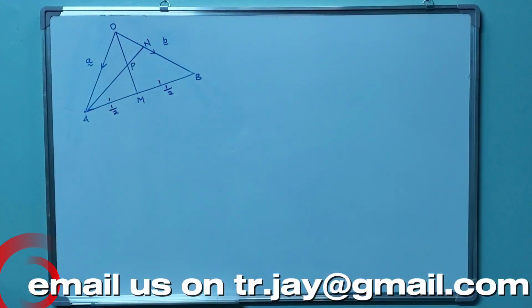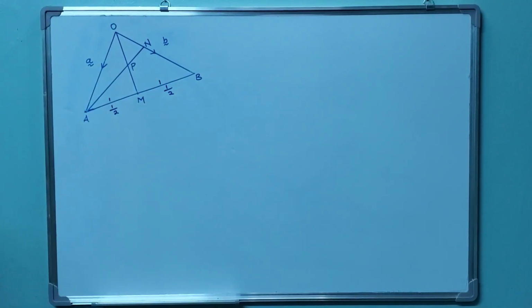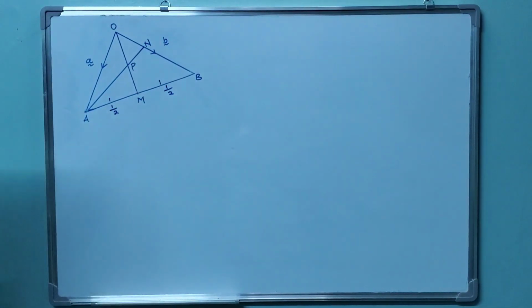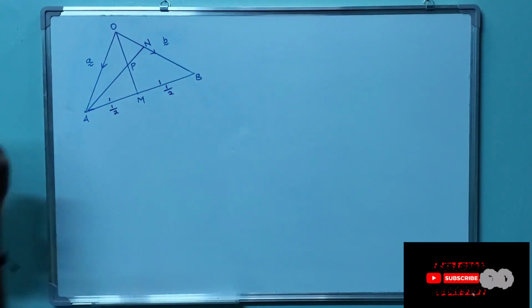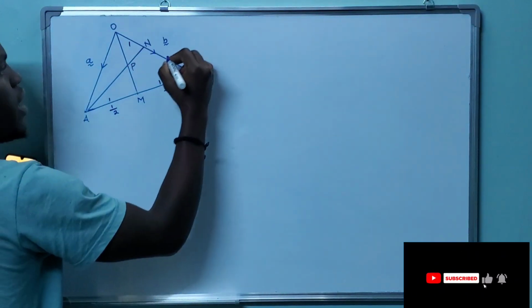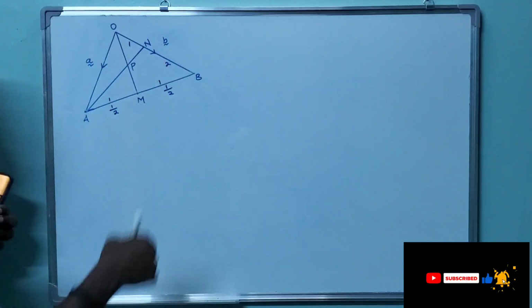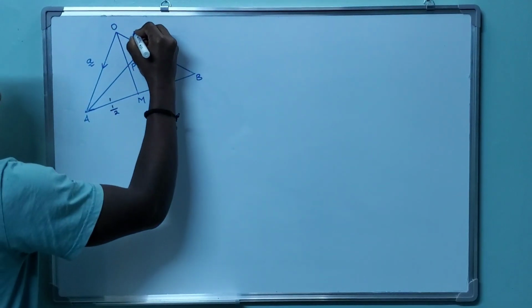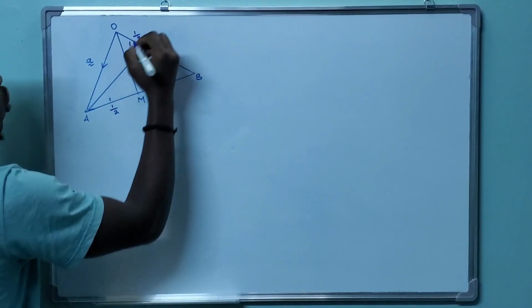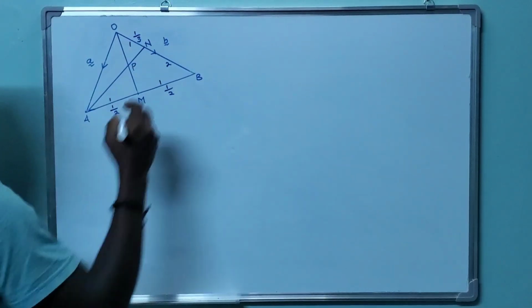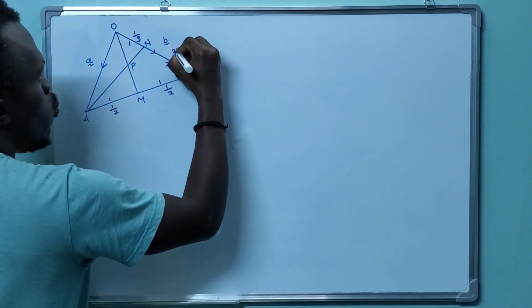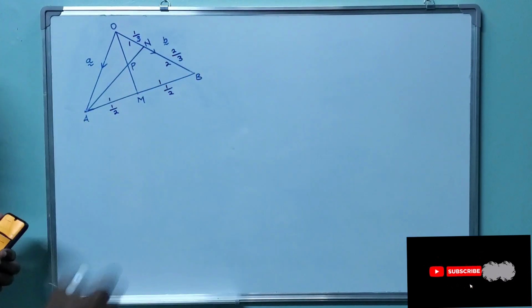Then you're being told N is a point on OB such that ON to NB equals 1:2. So this one is ratio 1:2. We are going to convert that into a fraction, whereby ON is 1 over the total, where the total ratio is 1 plus 2, which is 3. And NB, the fraction is going to be 2 over the total ratio, which is 3.